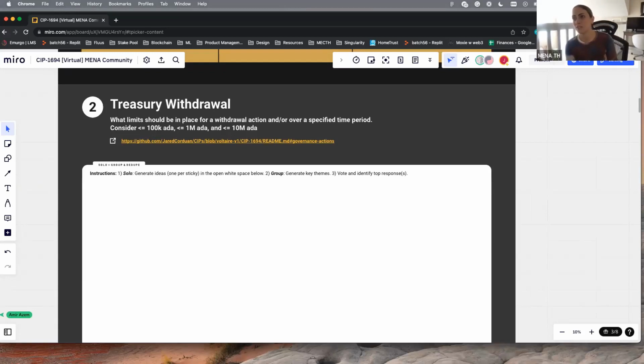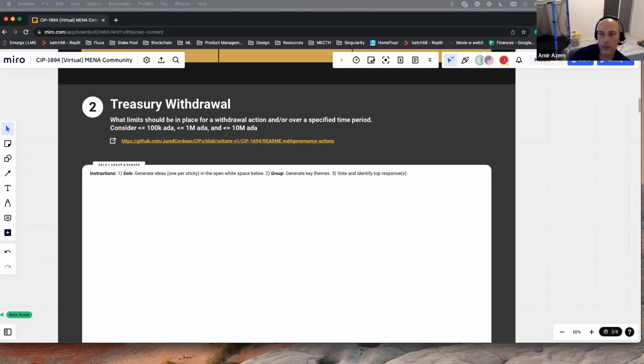Okay, so another governance action is that you can put in a proposal or request to withdraw from the treasury. They're asking what limits should be in place for a withdrawal action over a specified time period. So how often can you request a treasury withdrawal above, say, 100,000, $1 million ADA or 10 million ADA? But who can request these treasury withdrawals? It's not clear to me. Anyone.